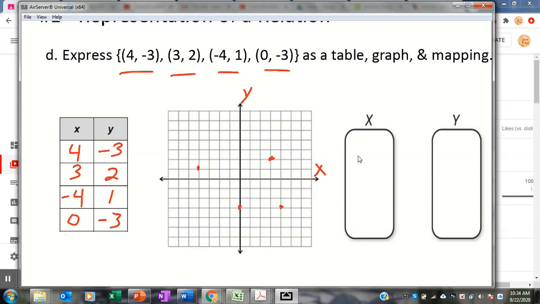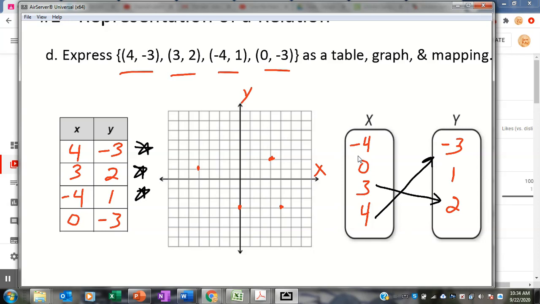Then we need to list our x's. I'm going to list them from least to greatest: negative 4, 0, 3, and 4. And then the y values least to greatest as well. And then we're going to draw arrows. Starting with this one, 4 goes to negative 3. 3 goes to 2. Negative 4 goes to 1. And then 0 goes to negative 3. And there it is. There's our mapping.